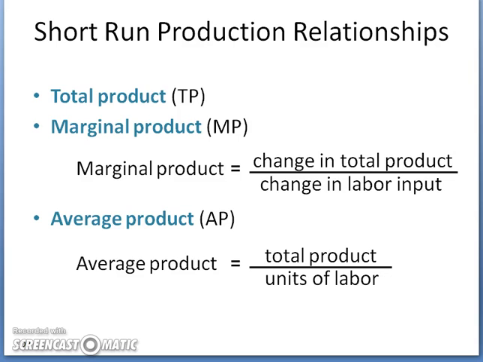The average product is the output that is produced per unit of labor. And we can see that mathematically, average product equals total product divided by units of labor.